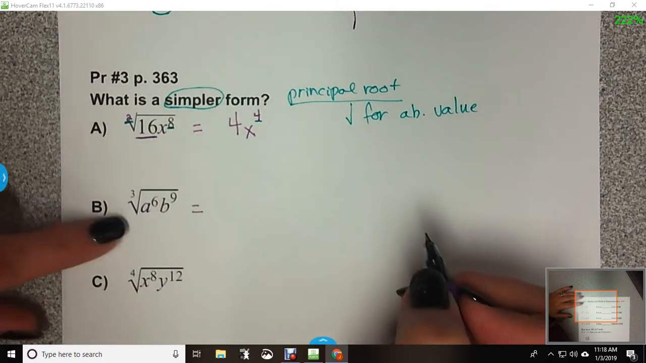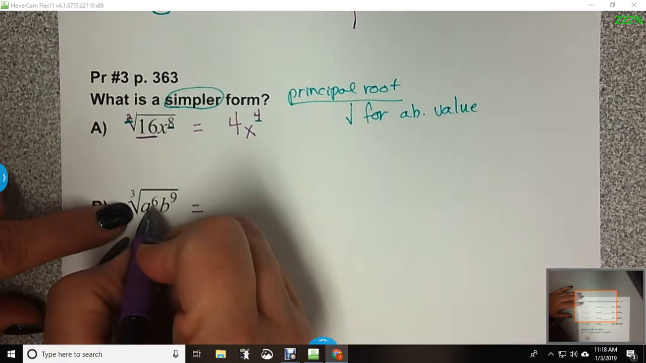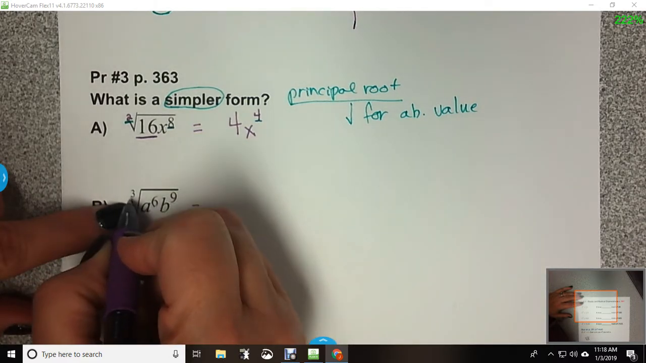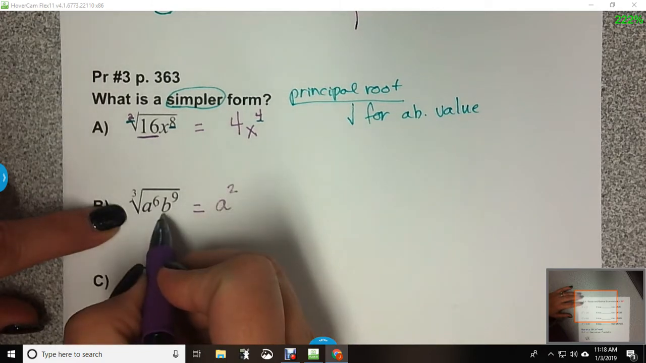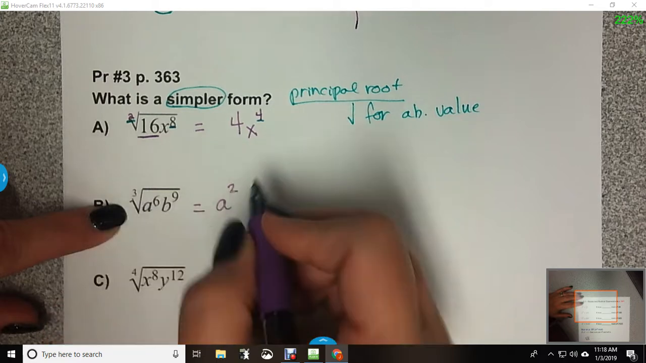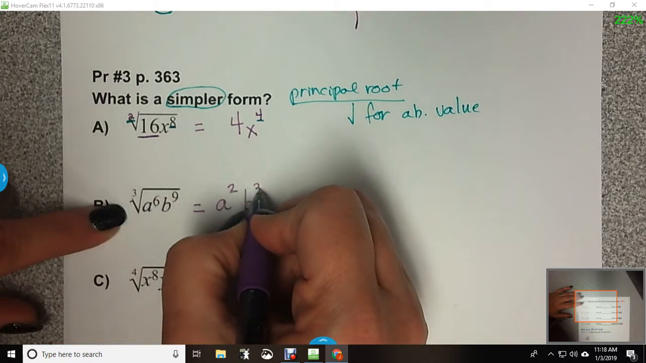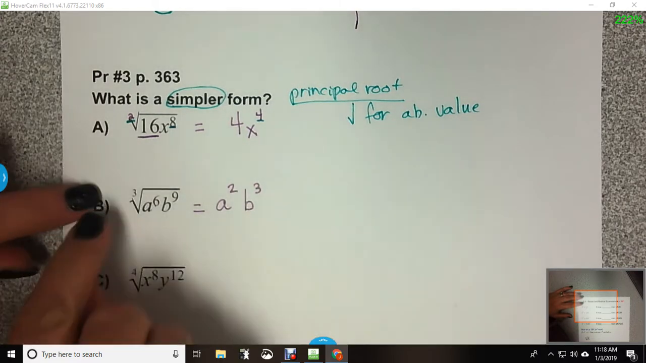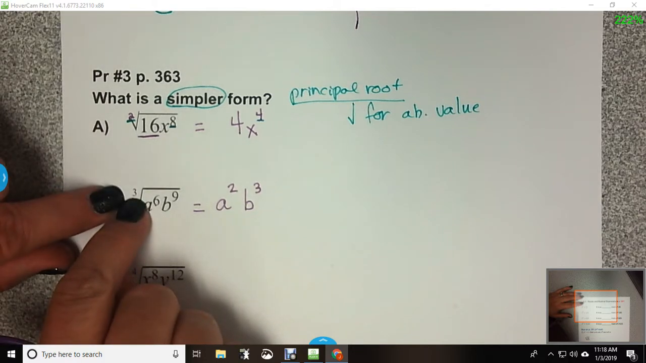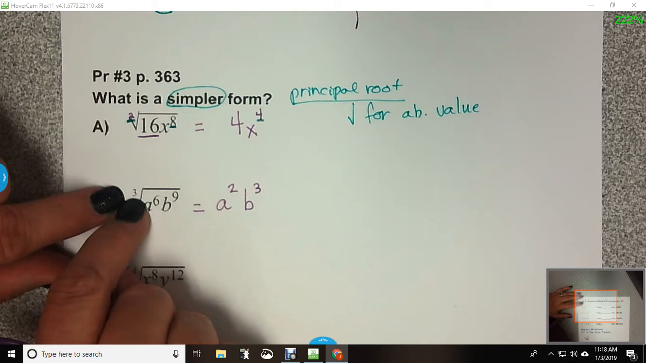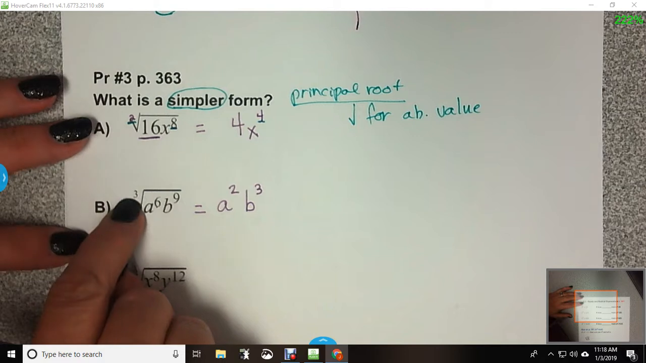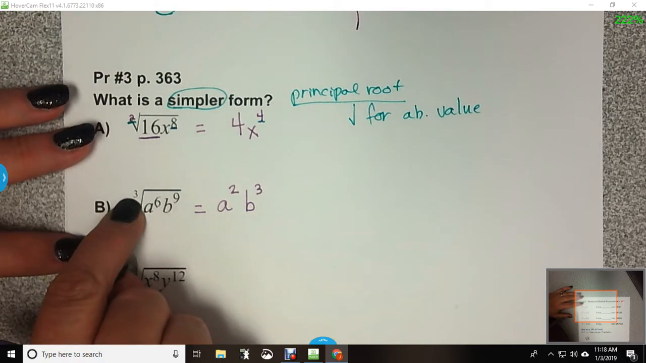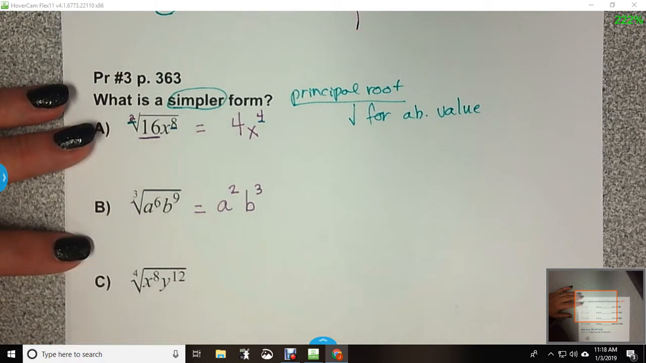Now for part B. This is a cube root, so I'm going to take for my A, 6 divided by 3 will give me A to the second. And for B, 9 divided by 3 will give me B to the third. My index is odd, so there's no way I'm going to need any absolute value. Because remember, absolute value says even, even, odd. Well, this doesn't start off even, so there's no way I need absolute value.